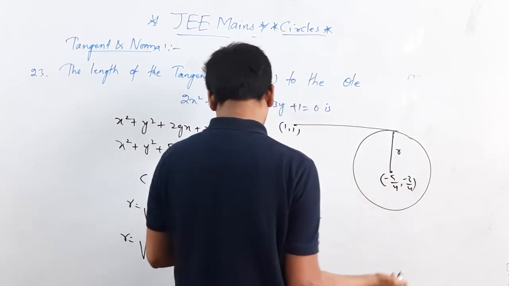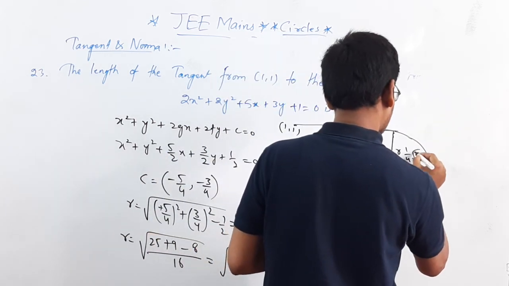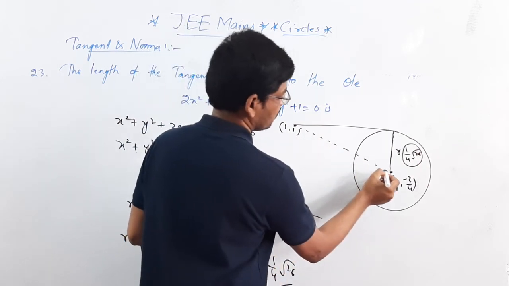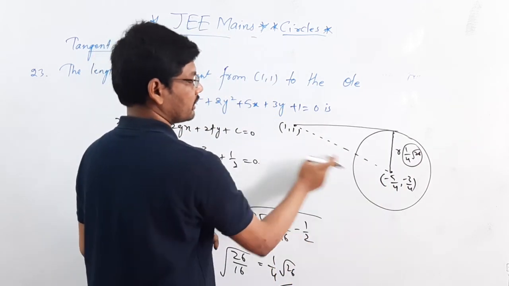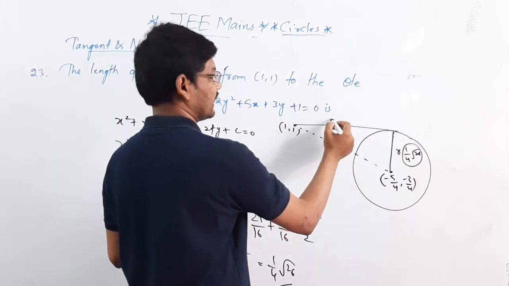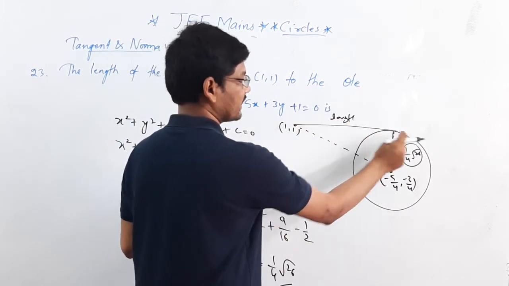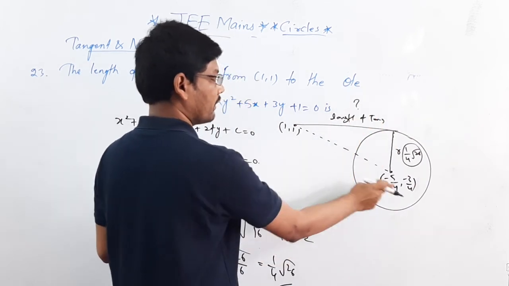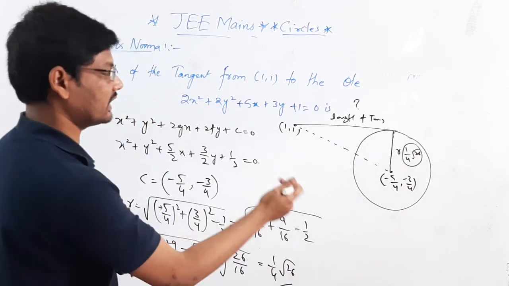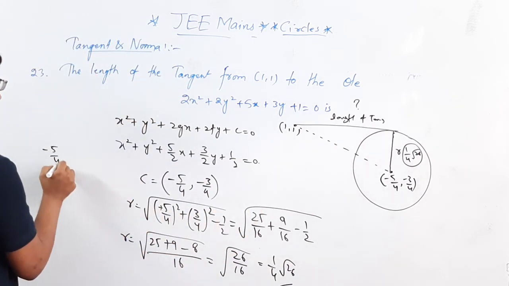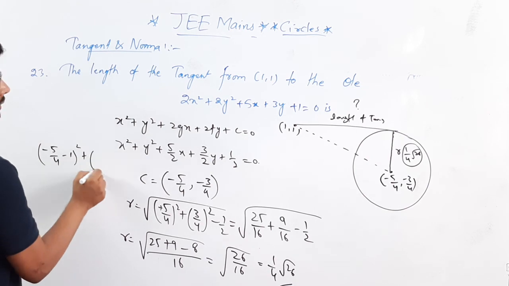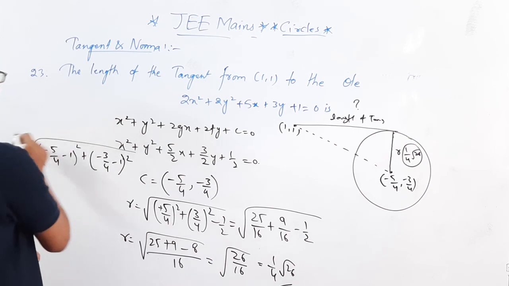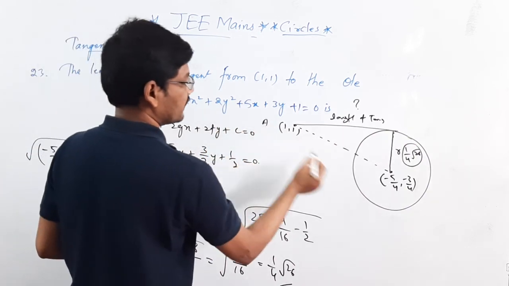R is here, we got 1 by 4 into square root of 26. This is the R value, and here the distance of this value is the question, this is the length of tangent. Here we need to find this, but from these two points we can find the distance also. So square root of (minus 5 by 4 minus 1) whole square plus (minus 3 by 4 minus 1) whole square. This is the distance of 1,1 to C. Consider this is A, this is C.